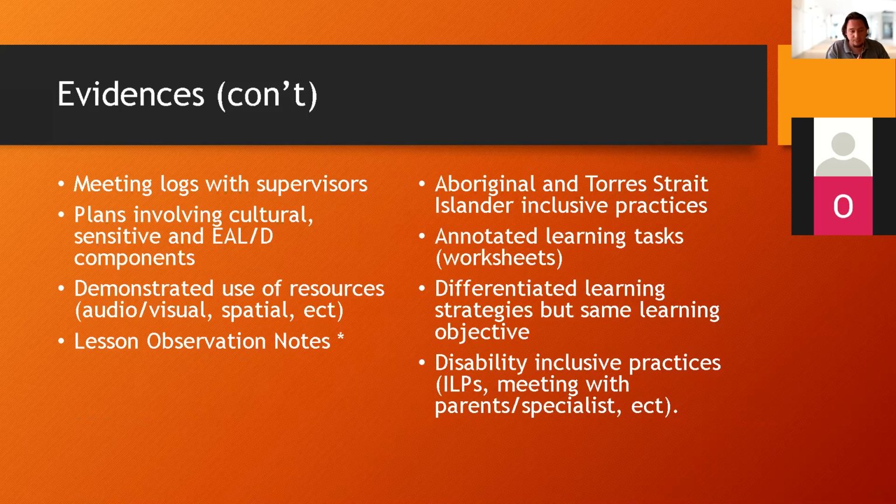Lesson observation notes can be used for standard 1, however, it's not recommended because that's usually submitted as a different piece of evidence in your report. However, if you make a lesson plan, you can say to your supervisor, I've made a lesson plan, can you observe me on it? And then you can knock it out in one go.